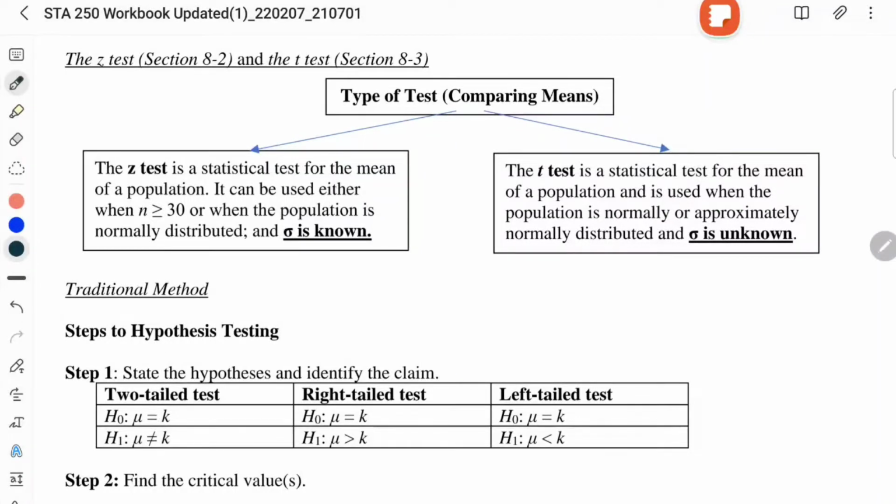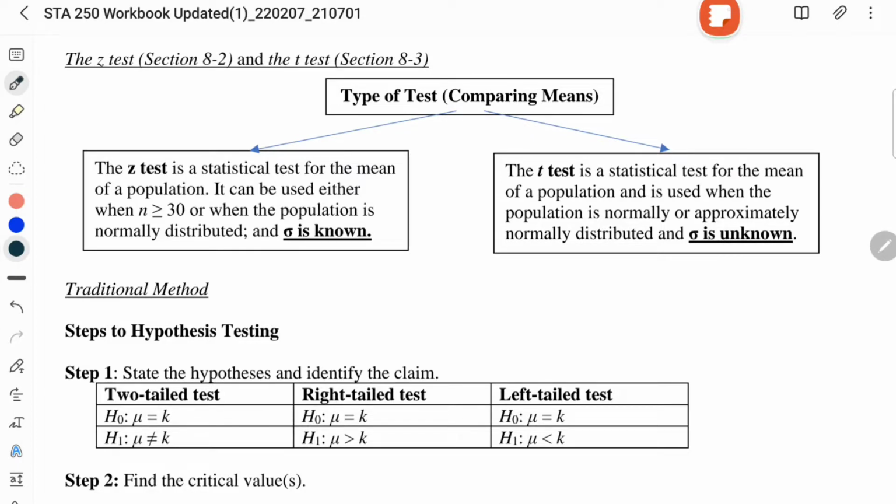All right, guys, time to conduct some tests: the z-test and the t-test. I'm going to do them together because there's not too much of a difference between those two. And we're going to start off with the traditional method.